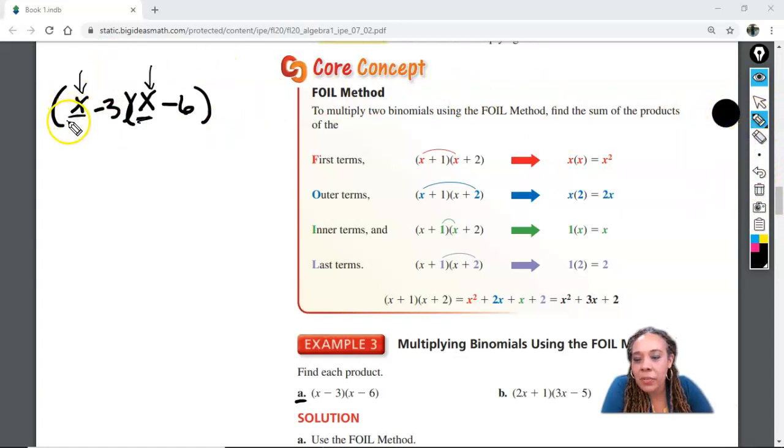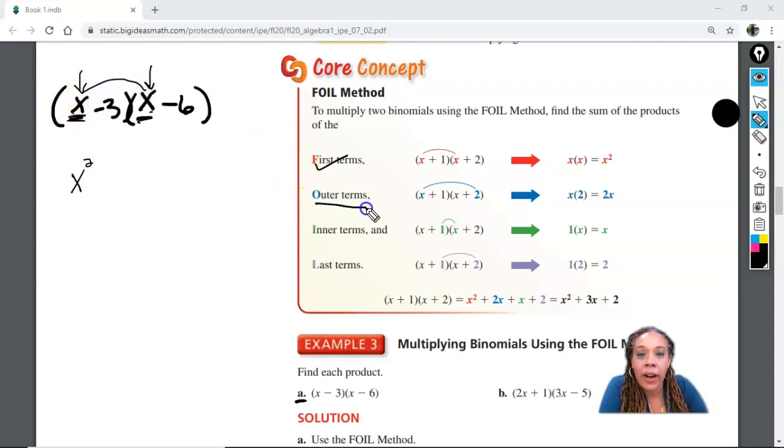So the first term is x, and the first term over here is x. So that denotes our first terms. X times x is x squared. So if you're not good at multiplying variables with exponents, go back and check out that lesson, okay? So that was my first one.